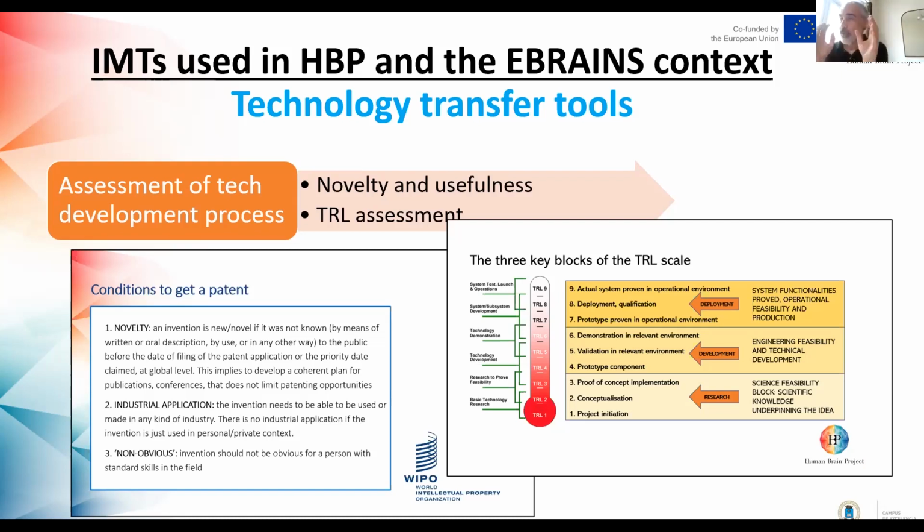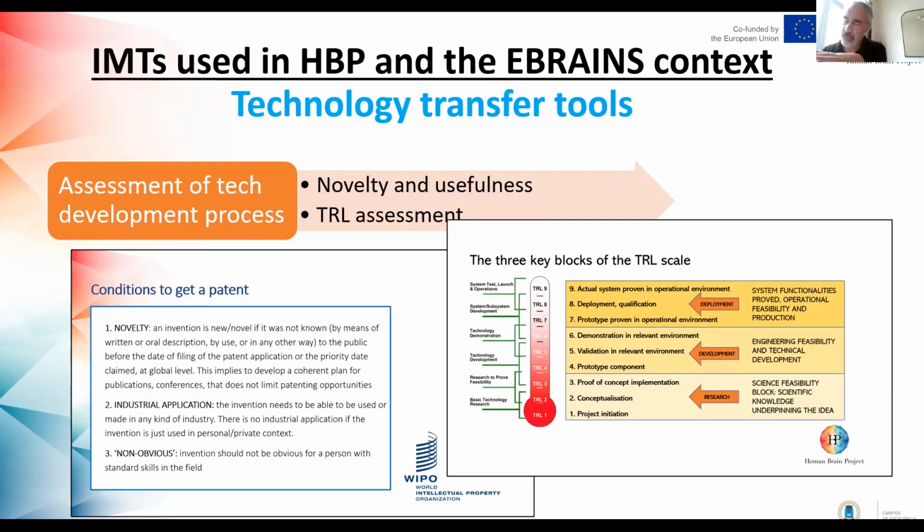And then the second point that you have to assess is where you are in this process. If it is just an idea that needs to be developed, then you are in TRL 1 or TRL 2, conceptualizing what you have. And at the other side, at the top, you can have something that is ready for the market. In that case, you are in TRL 9.